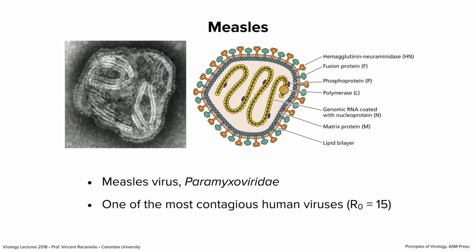Measles virus, another acute infection. It's a different kind of virus. It's an enveloped virus with a helical nucleocapsid. It's a lovely EM of the helical nucleocapsid, which is long and all wrapped up in the envelope. Paramyxovirus. This is one of the most contagious human viruses.